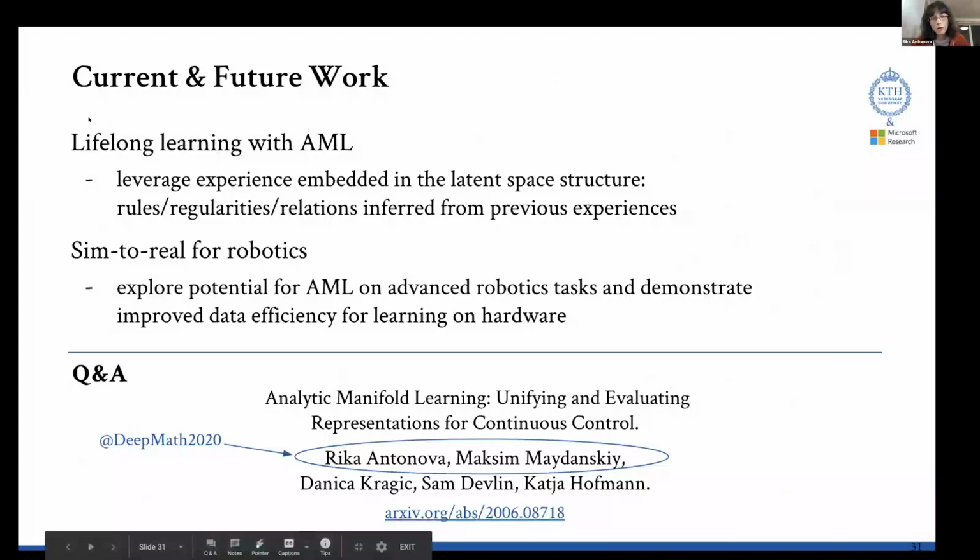Ultimately, there are other current and future work directions that we're looking into, like lifelong learning with this, in the sense of gradually evolving your policies and adding new components to that. And sim to real for robotics, like testing this on real data as opposed to advanced simulations. And so that's it. Now I'm ready for questions, and both me and Max are here. So you can ask us questions, maybe if you see us in the breaks and so on.